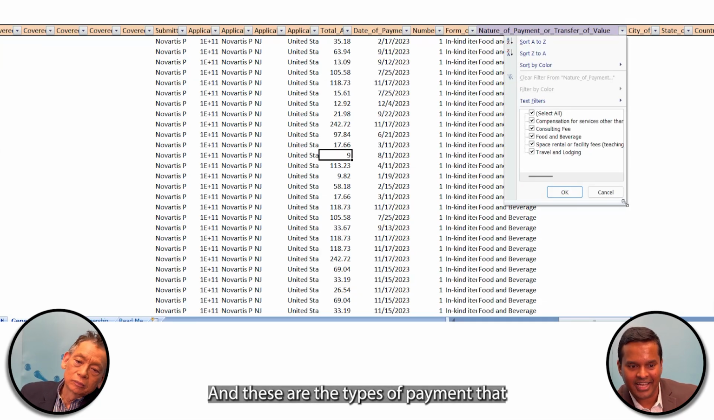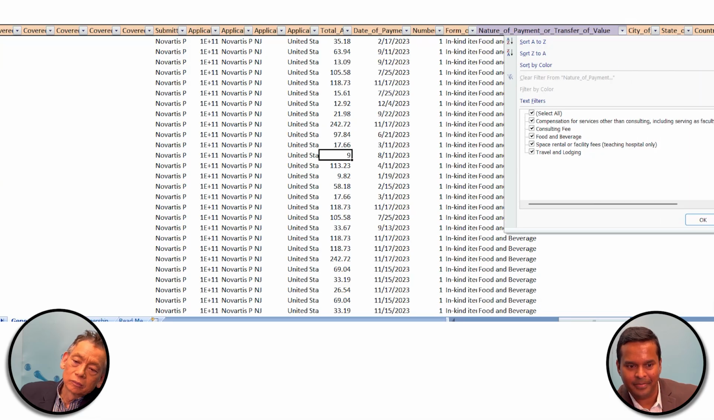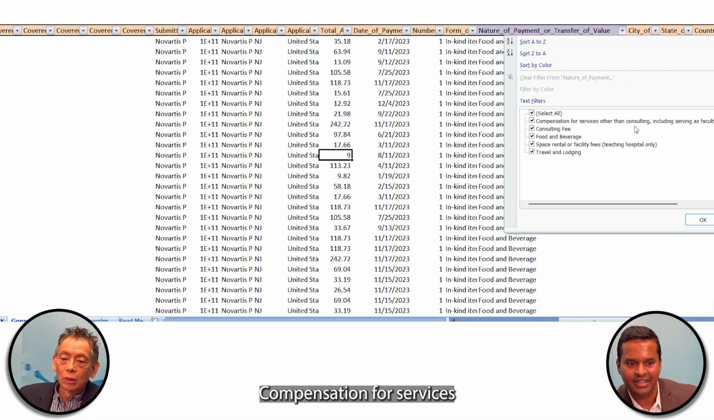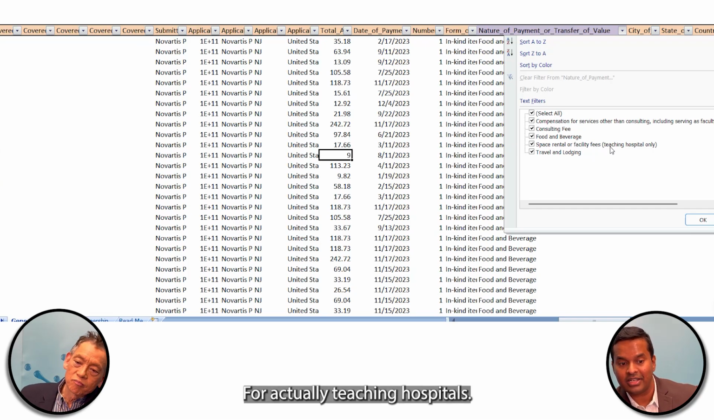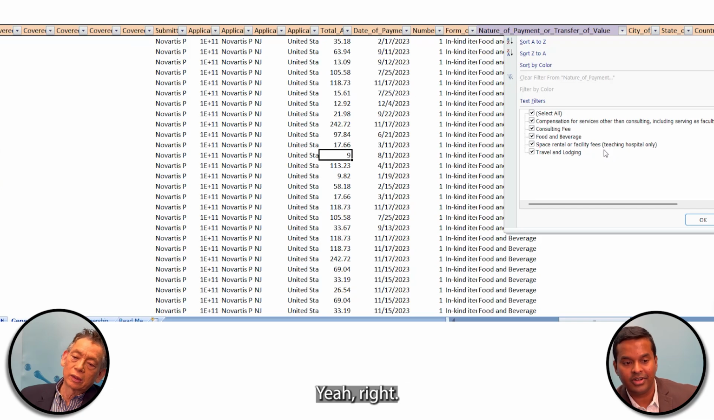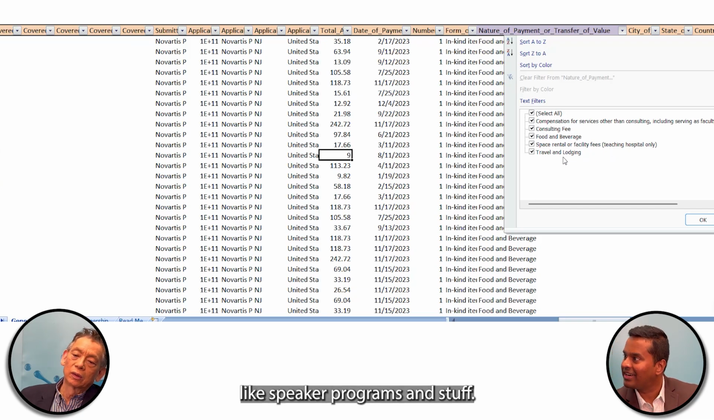And these are the types of payment that the physician actually is reporting: compensation for services other than consulting fee, food and beverage, and space rental and facility fees, like conferences or something like this, for actually teaching hospitals. The conferences would be like travel and lodging, like speaker programs and stuff, too.